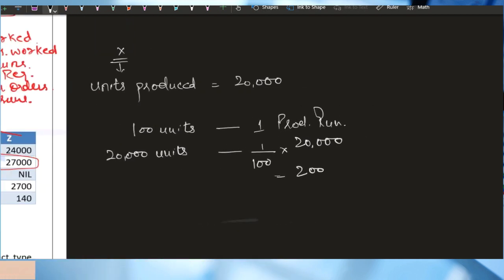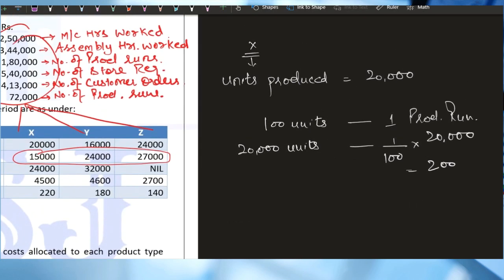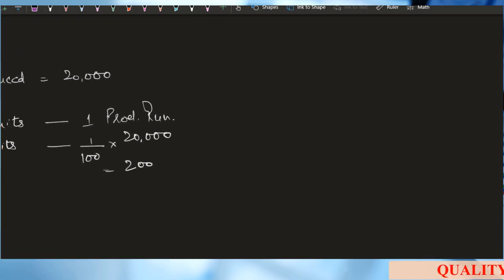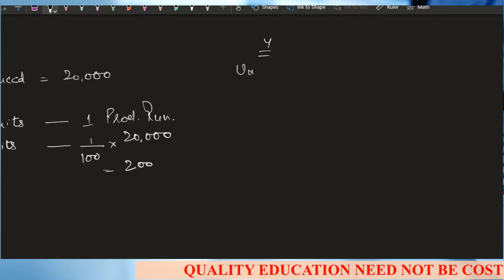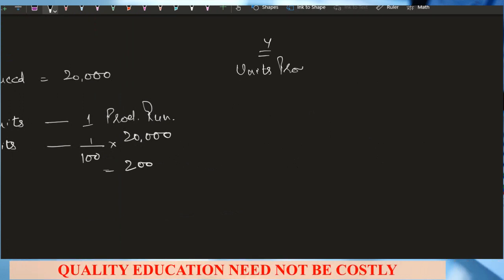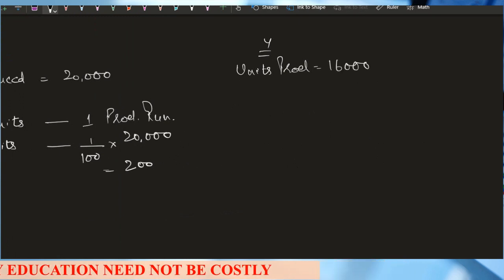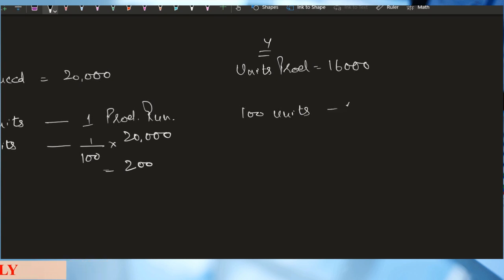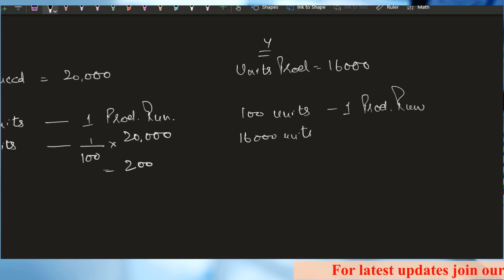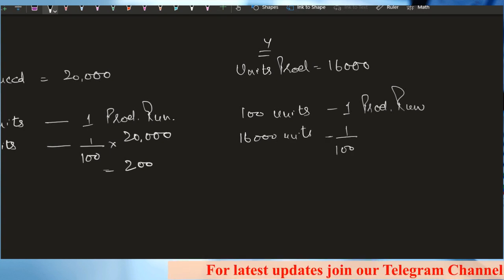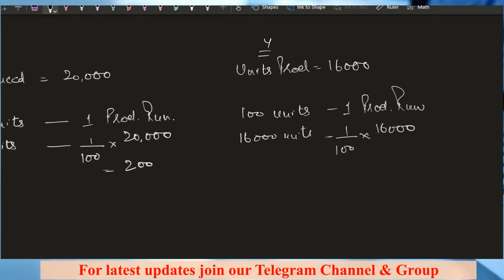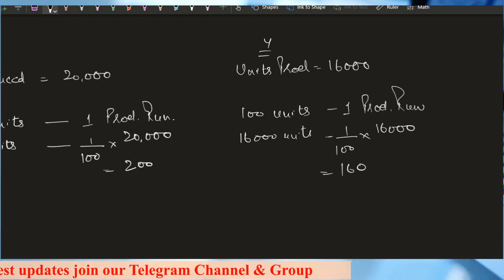right? Now, coming to Y, 16,000 units. We'll talk about Y. Units produced 16,000, right? So 100 units are produced in one production run. So if you have to manufacture 16,000 units, how many production runs are required? 1 divided by 100 multiplied by 16,000, that will give you 160.